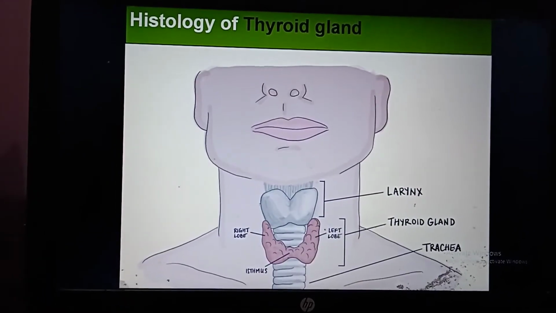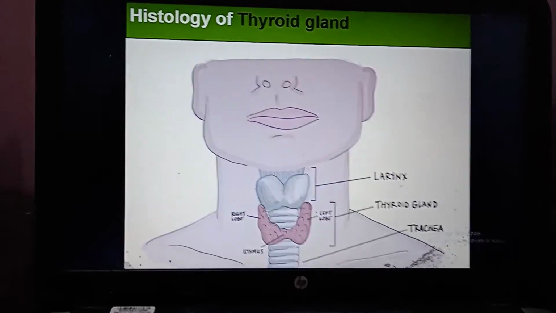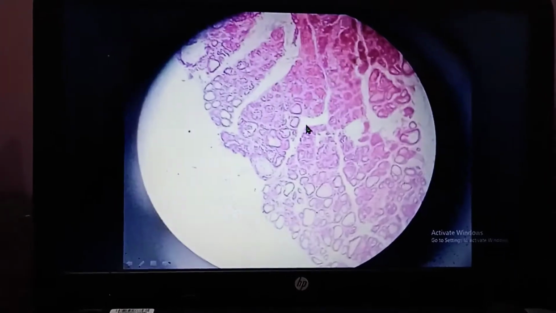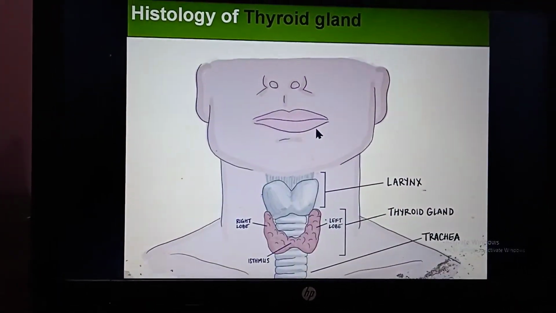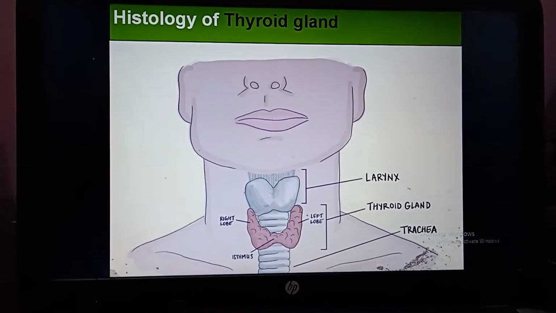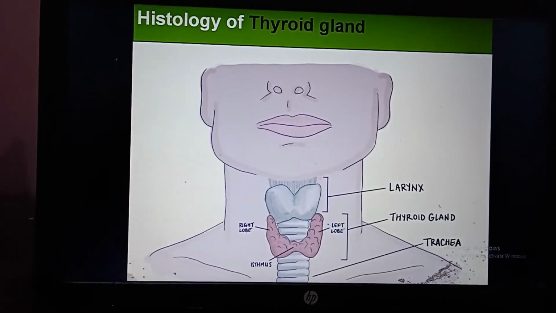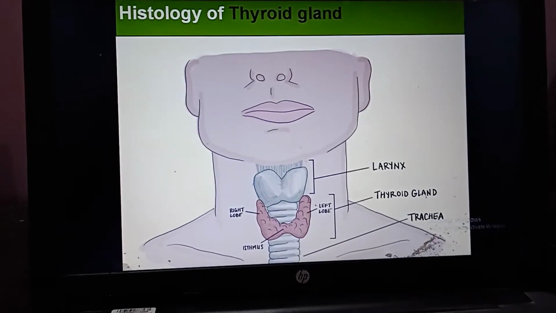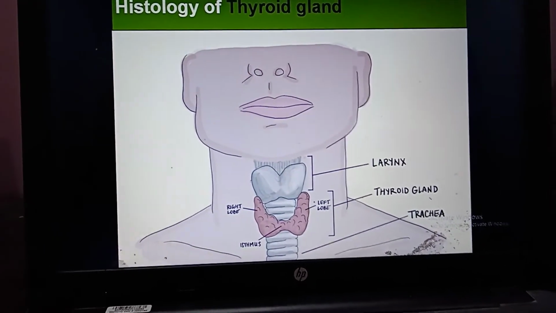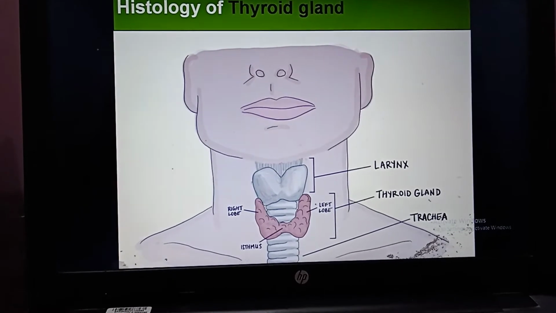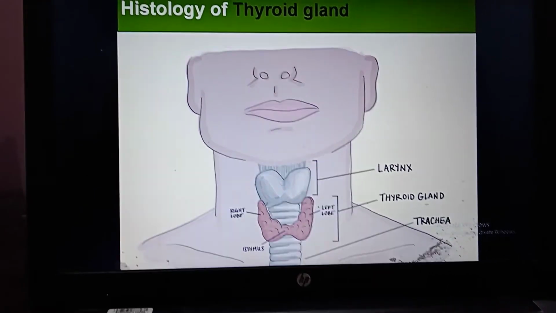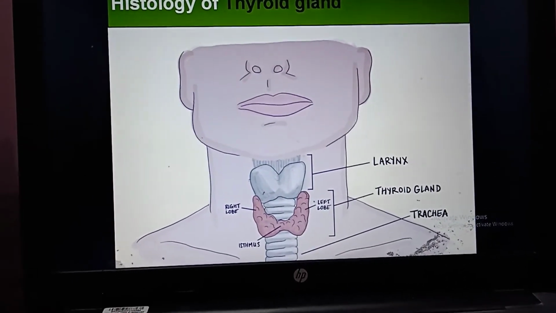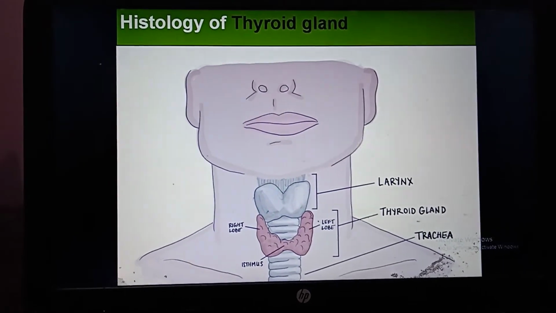Now come to the histology of the thyroid gland. The thyroid gland, we all know, is a butterfly shaped gland that lies in front of the trachea in the lower neck. It is the only endocrine gland which we can palpate very easily, and it depends upon the external world for its raw material, that is iodine.